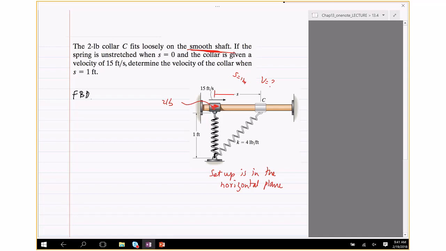Draw free body diagram. Now one thing to remember is when you draw a free body diagram for such a system, do not draw a free body diagram in that position. Okay? Draw it at some position, like say at distance s. If you draw the free body diagram for that position, that doesn't generalize to a generic case. So you're better off drawing the free body diagram for a generic case or a generic point s in the motion. So this is s.